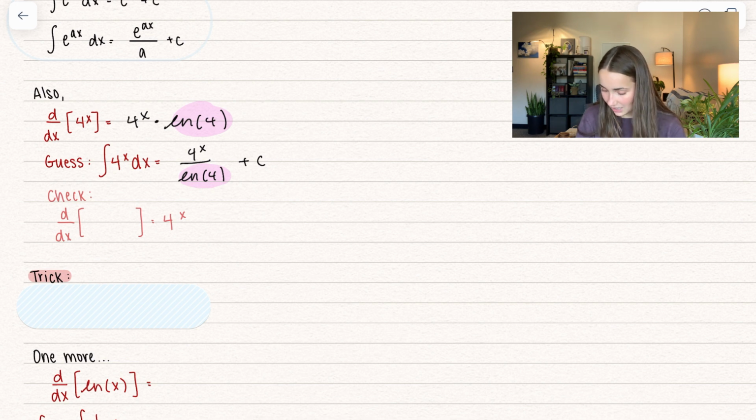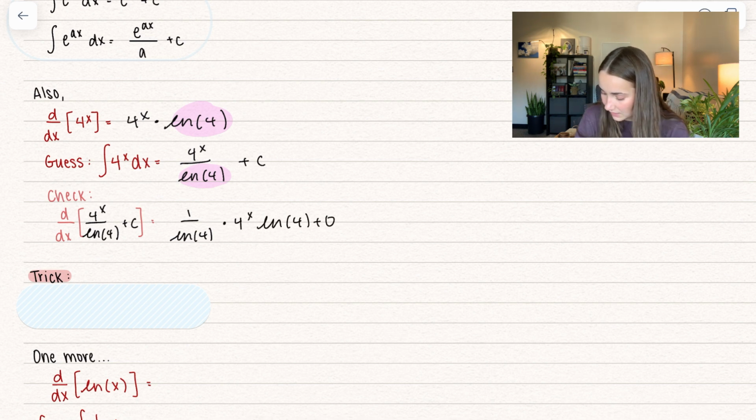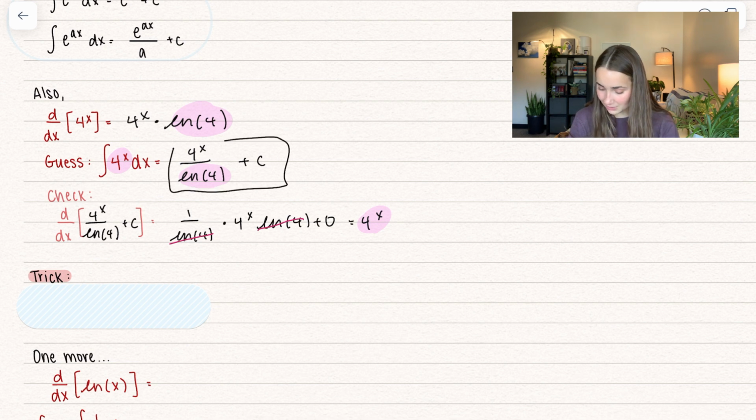So let's go ahead and check this. We want to take the derivative of it and we want to get 4 to the x. So let's go ahead and differentiate this. So like we talked about, 1 over the natural log of 4, it's just a scalar. So we don't need to worry about it. But when we take the derivative of 4 to the power of x, we get 4 to the power of x times the natural log of 4 plus 0. So here we can see these natural logs of 4 cancel out, and we just end up with 4 to the power of x. So this matches with what we were originally taking the antiderivative of, so we know that this right here is going to be our solution.